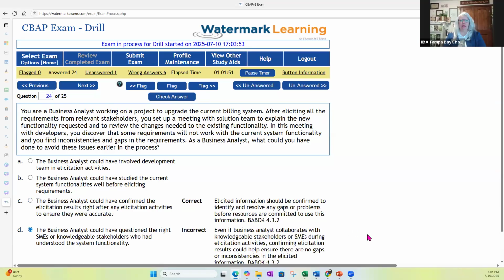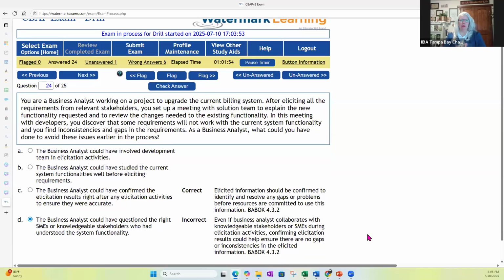Even if a business analyst collaborates with knowledgeable stakeholders or SMEs during elicitation activities, confirming elicitation results could help ensure there are no gaps or inconsistencies in the elicited information. So in the real world, I would have involved development in my elicitation activity so they could say immediately, no, that's not something we can do. And we could go on to, so what can we do? Right. But the BABOK says that you confirm your elicitation results immediately after you receive them, with the people who can tell you, can it be done or not?